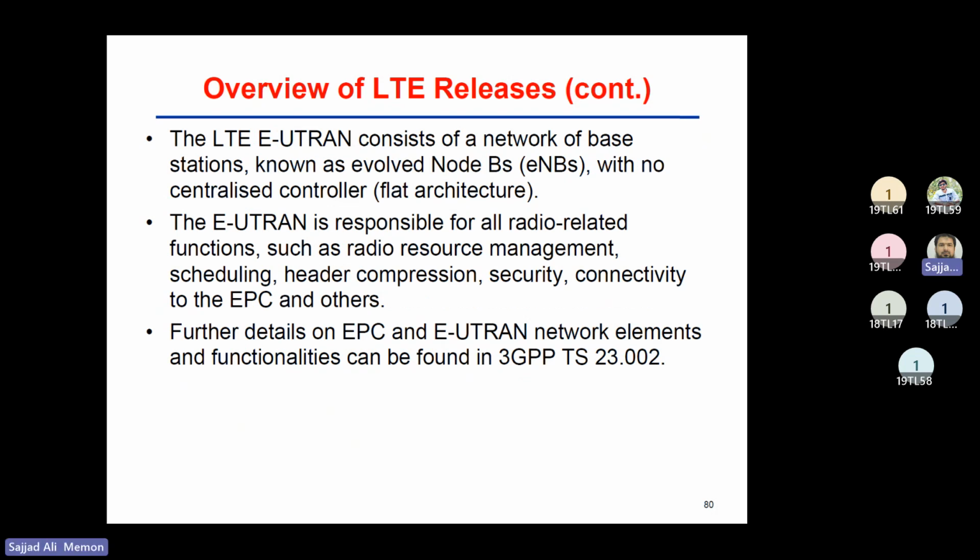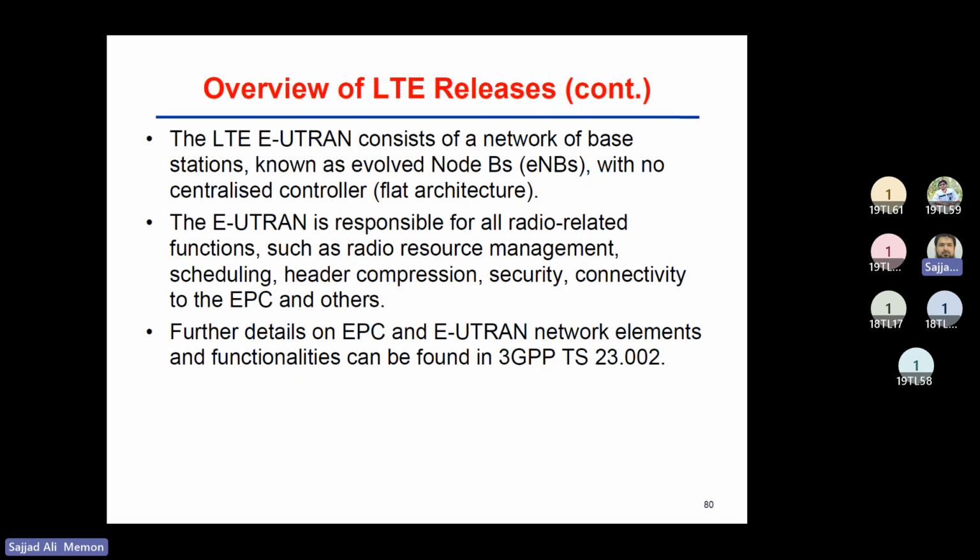The LTE E-UTRAN consists of a network of base stations known as evolved node B with no centralized controller. That is the meaning of flat architecture, as compared to the previous architectures. In the BSS, we had BSC or RNC. So BSC or RNC was basically the centralized or controlling component; all the base stations were controlled by the RNC and BSC. That was in the access network. And in the core network, the MSC was there to control all the other devices. Even the BSCs were controlled by the MSC.